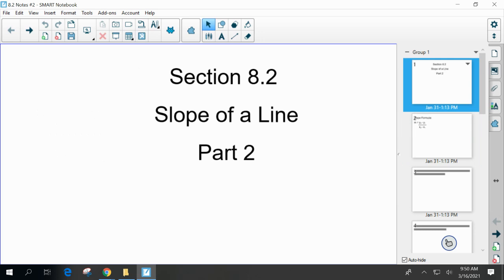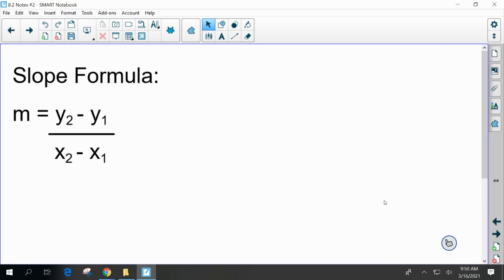All right, so this is section 8.2, slope of the line part 2. Today we're going to be calculating slope using a formula. M stands for the slope. That's the variable used to represent slope every time, okay? So then we have y2 minus y1 divided by x2 minus x1. That's representing the change in y over the change in x. And it is always a minus in the formula. Every time it's a minus, okay?